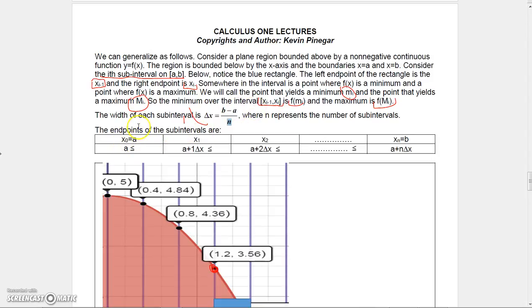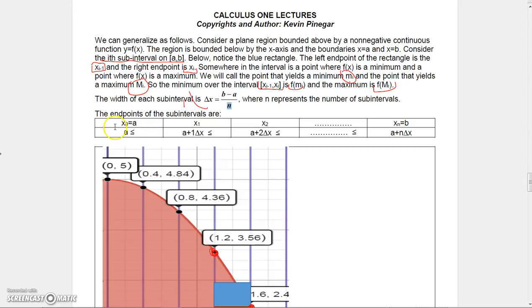So basically the endpoints of the sub-intervals: x naught would be a, the left endpoint, and then you would have x1. You would get x1 by adding 1 delta x, one of these delta x's. And to get to x2, you would add 2 delta x's to a. And then to get x3, you would add 3 delta x's, and so forth. So to get to the right endpoint, which is b, or xn, you would add n delta x's.